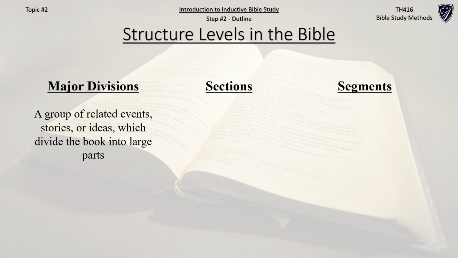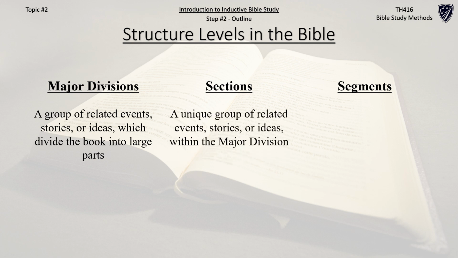Next, you have sections. Now, sections are a unique group of related ideas, events, or stories within the major division. So they're underneath the major divisions, and there could be several sections in one major division, and they're a unique group of related stories, events, or ideas. Again, this will hopefully become very clear when we look at 1 Samuel. A section is usually bigger than a chapter. It's important to remember that.